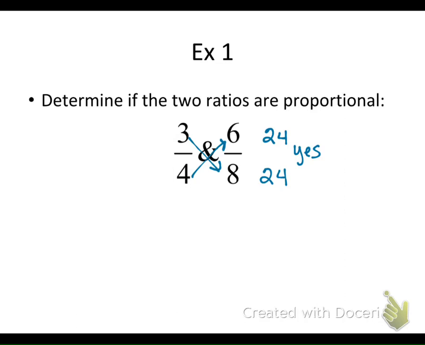Anybody else have a guess of how you can determine if these are proportional? Say it again. Divide. So AJ, when you say divide, what do you mean? Not divide across, but we should just divide like 4 and 8. Can you do that? No. So one way that we can show that these are proportional is by cross multiplying. Another way we can show that they're proportional, AJ gave us an idea, we're going to divide.